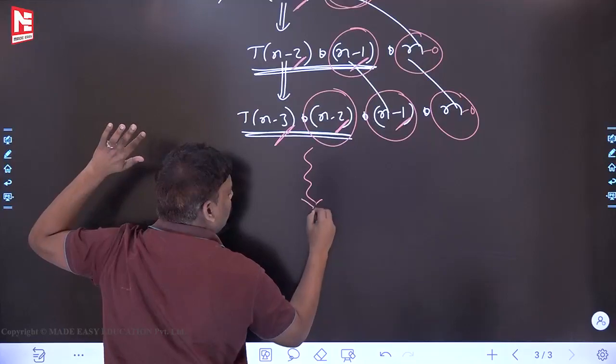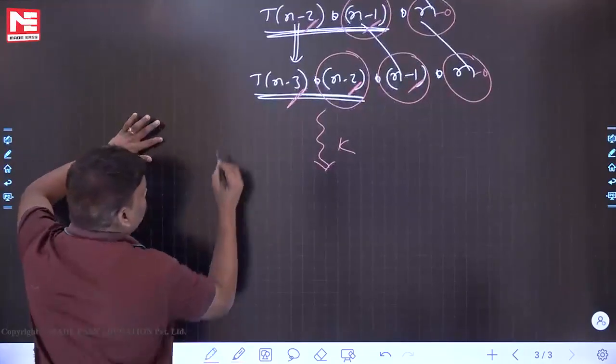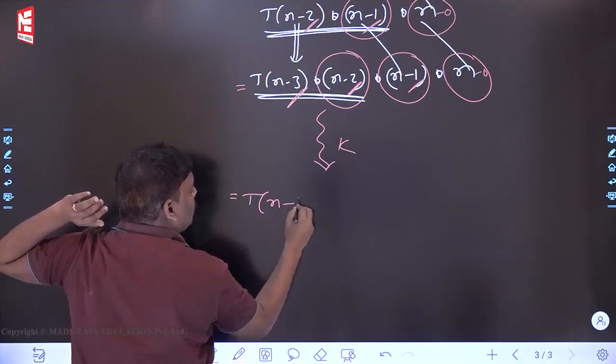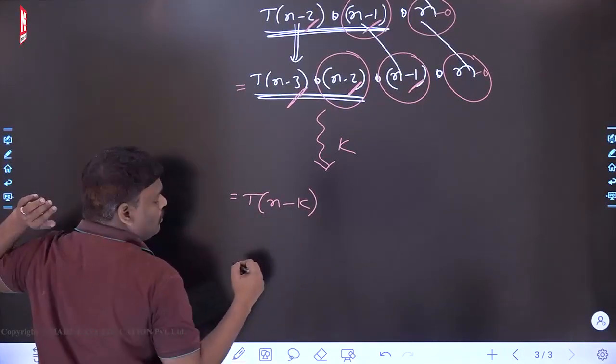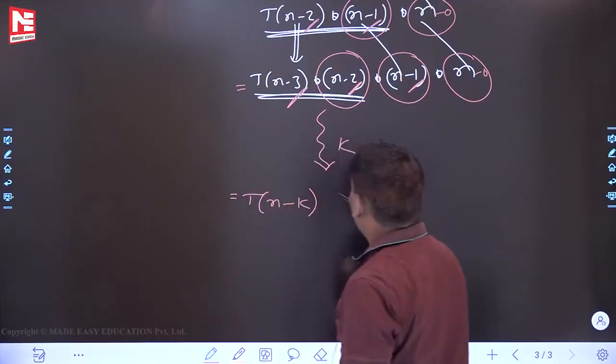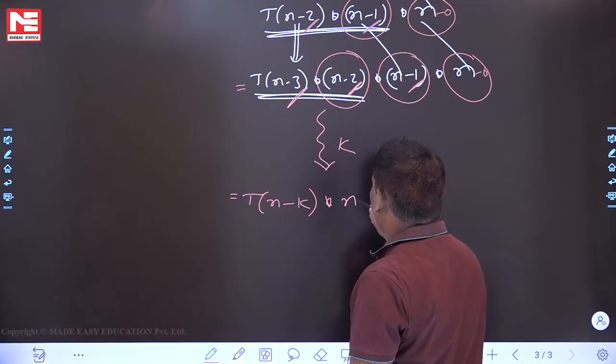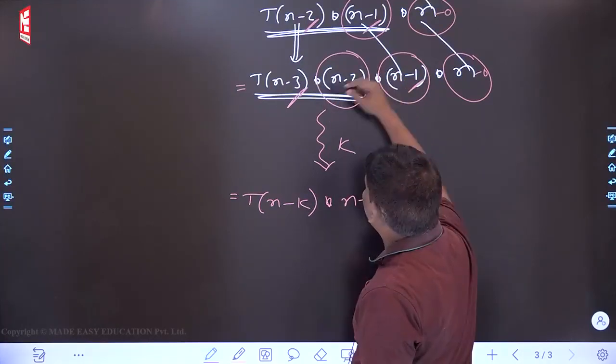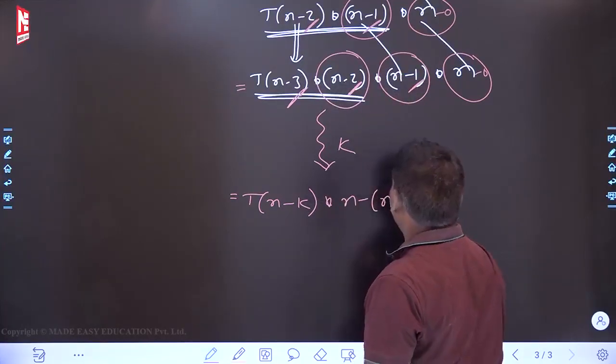Do like this one k times. If you do k times, what is the answer? Let me check here. T(n-k) will come. 3 times means T(n-3). Right? k times means T(n-k). What about this one? Right? n minus half. What is the answer? It is the k means, it is the 3 means T(n-3), it is the 2. It is the k means it is the k minus 1.